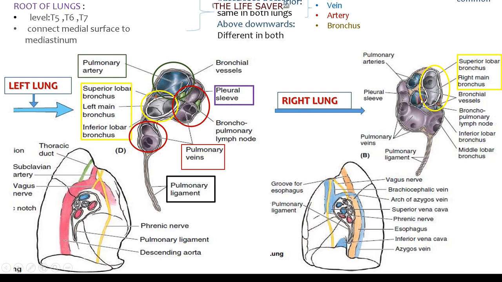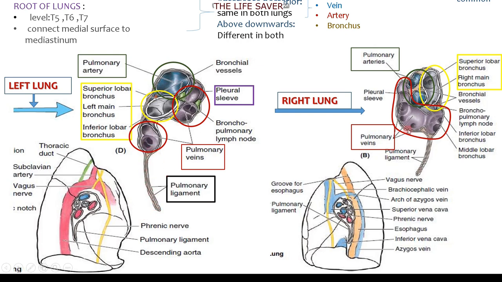As compared to that, in the right lung, the structure present superiorly is the bronchus: the superior lobar bronchus, right main bronchus, and then the inferior lobar bronchus. After that, there are the pulmonary artery and then the pulmonary veins. The extension which you are seeing in both the roots of the lungs is the pulmonary ligament, which is basically the combination of the visceral and the parietal pleura, separated from each other by connective tissue.